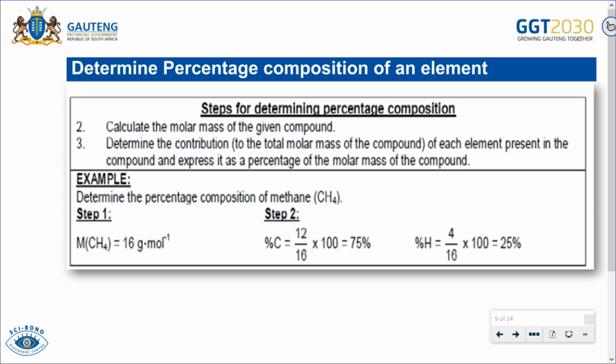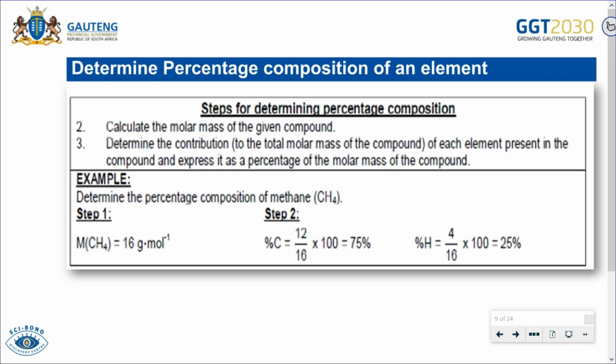Then determine the contribution to the total molar mass of the compound of each element present in the compound, and express it as a percentage of the molar mass of the compound. So first calculate the molar mass of the compound, and then express the contribution of each element present in the compound as a percentage.